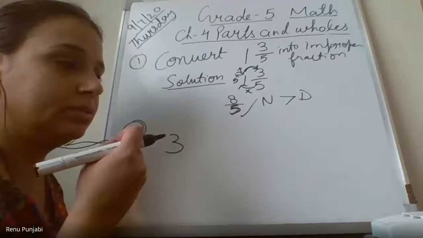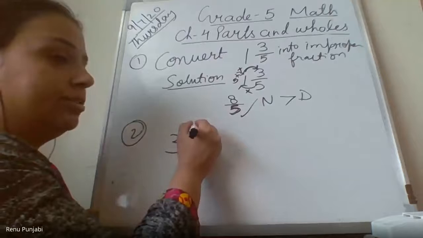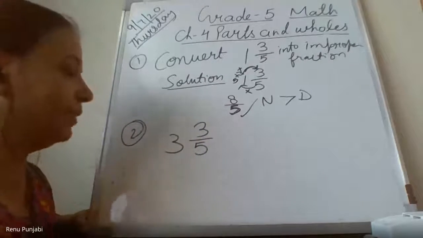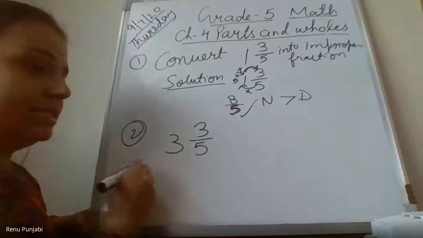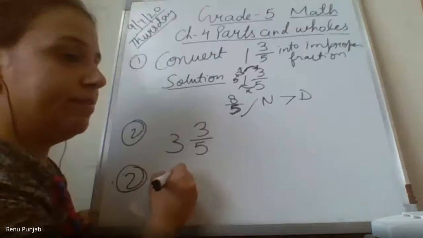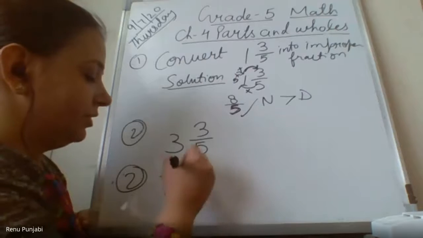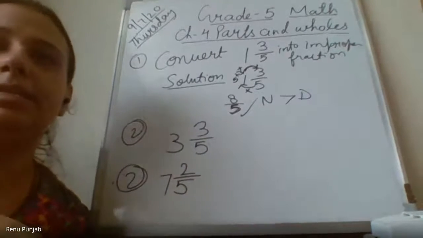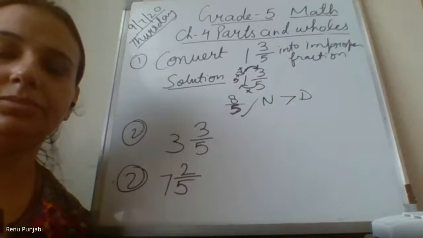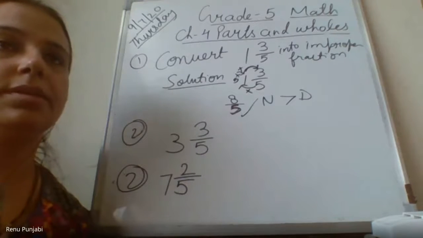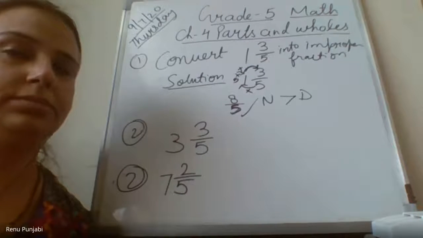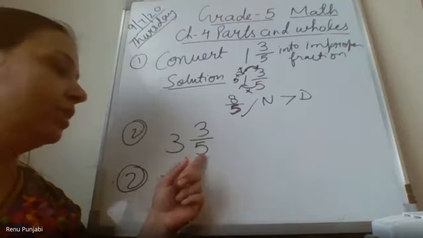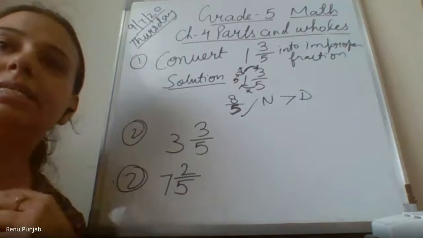Okay. 3 whole number 3 upon 5. Convert it into the improper. Next is 7 whole number 2 upon 5. Please convert it into the improper and write the answer in the chat box. I want the answers in the chat box fast. You can orally, verbally also do. It is easy.